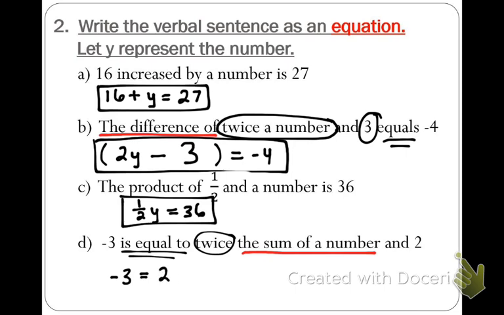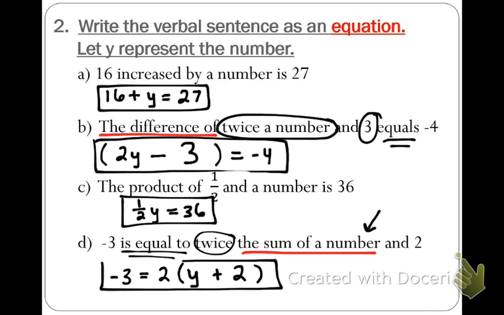Now is when we have our thing that we underlined, the sum of a number. Why did we underline it? To help us remember that it's a what? Parentheses. It's parentheses, so I'm going to put parentheses here. And whenever it says sum, what sign should we put in the middle? Plus. Okay, so when we have first here a number, what will we be putting there for a number? y plus what? 2. -3 equals 2 times y plus 2.